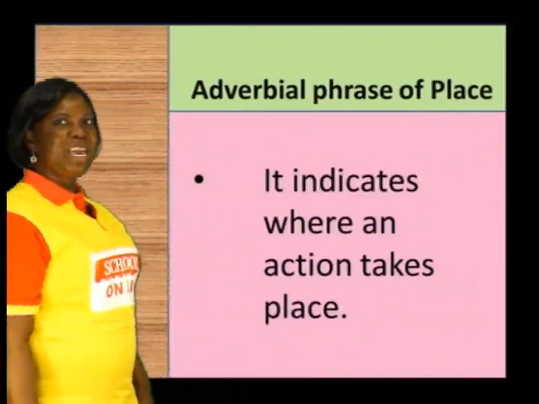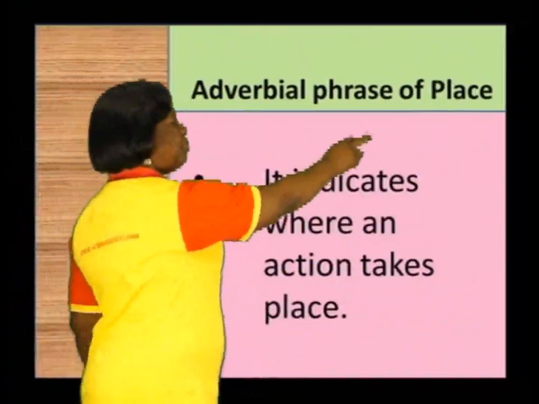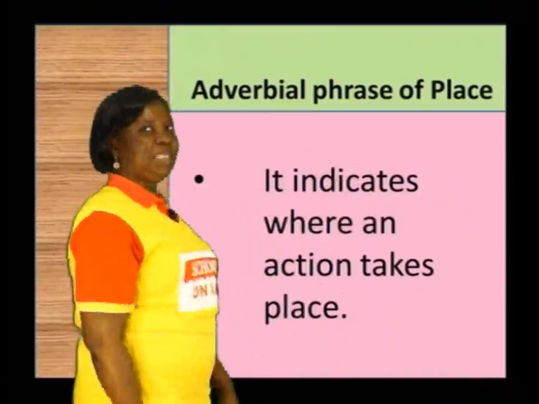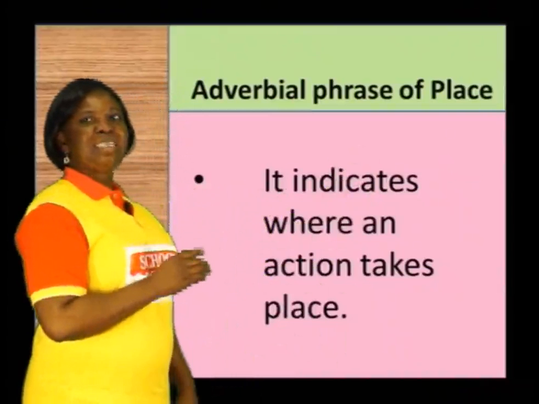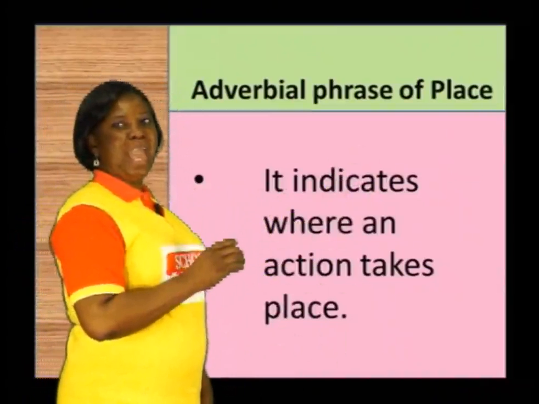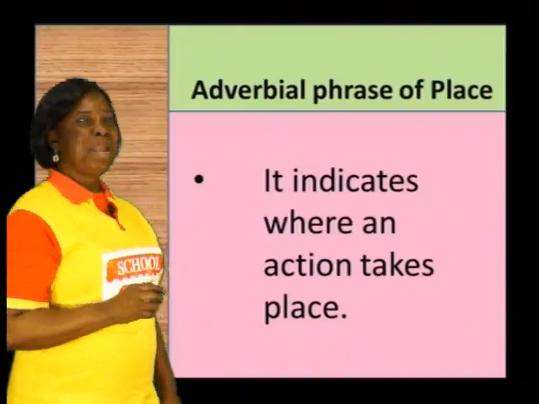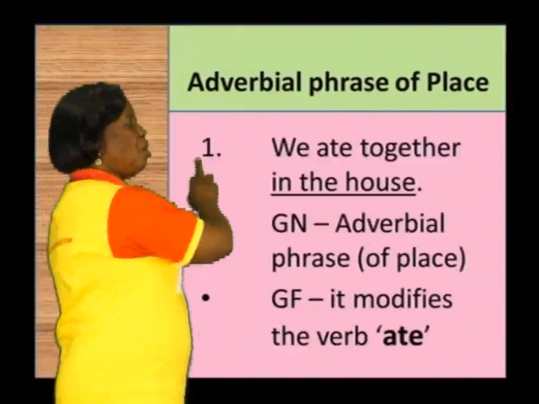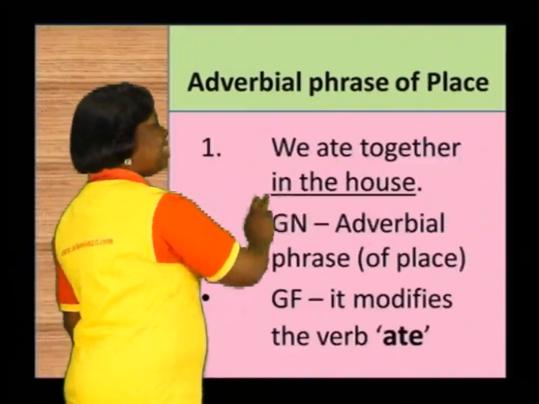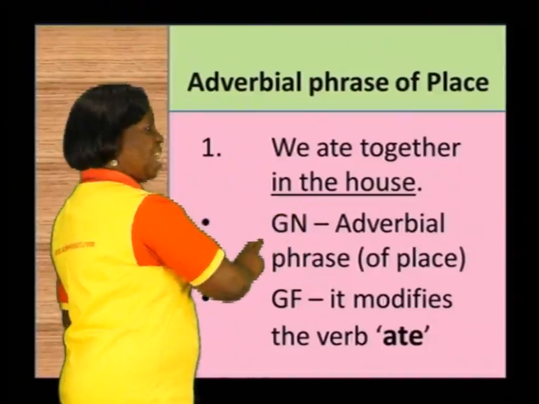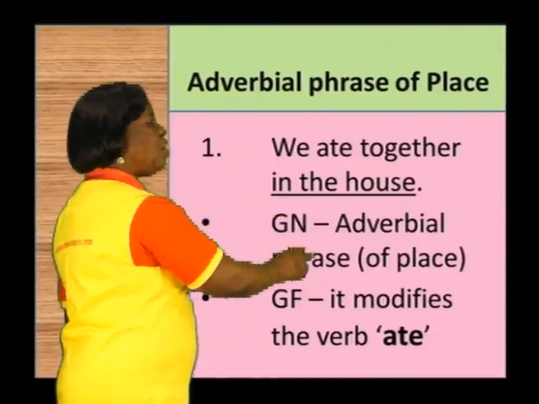The second type now is adverbial phrase of place. This one indicates where an action takes place. This type of adverbial phrase answers the question where. For example, example 1, we ate together in the house. The underlined expression here is in the house. So the GN is adverbial phrase of place.